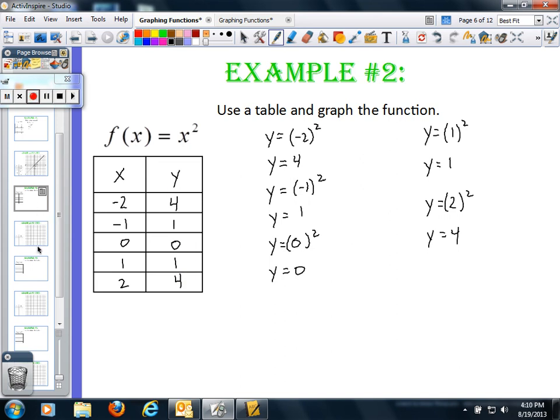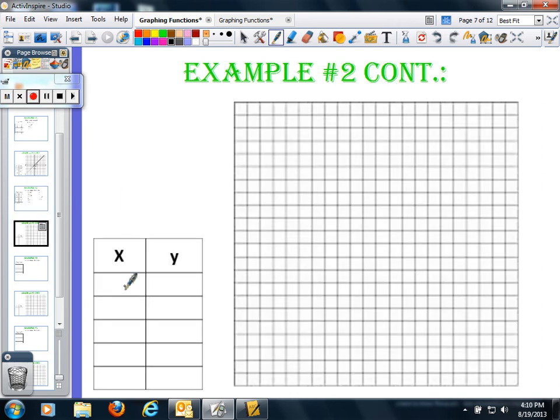I'm going to slide to the next slide, and we're going to fill that chart in again. You guys don't need to. So this is -2, -1, 0, 1, and 2. And the values we got were 4, 1, 0, 1, and 4. Okay, so now we're going to do the same type of process that we just did.